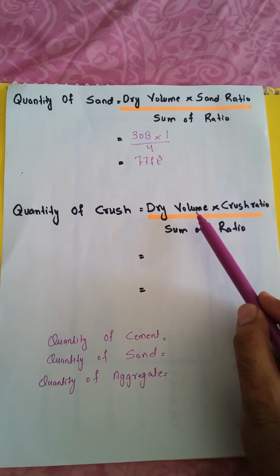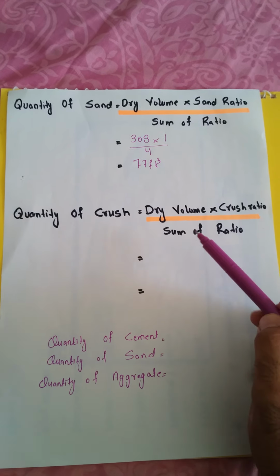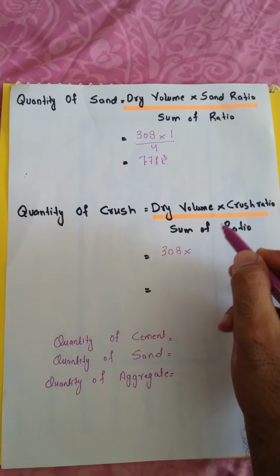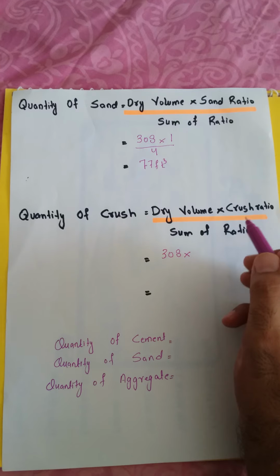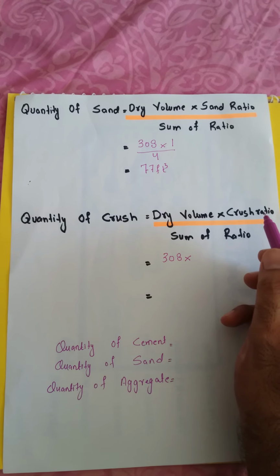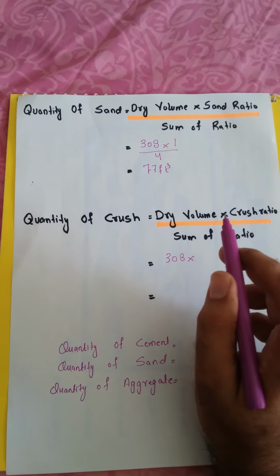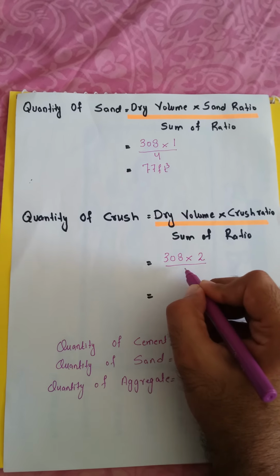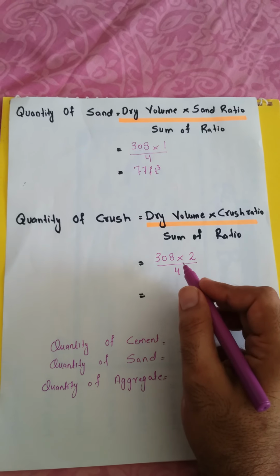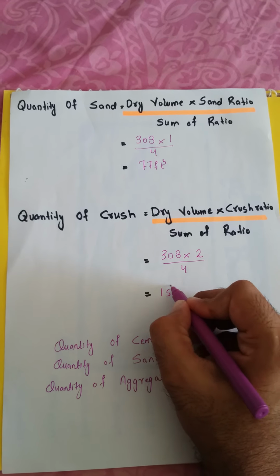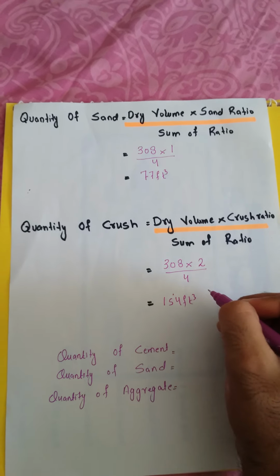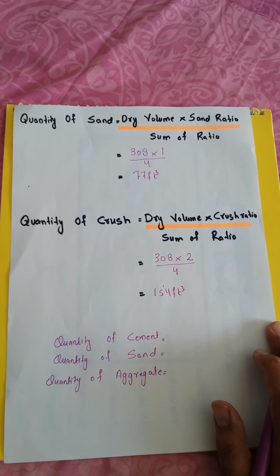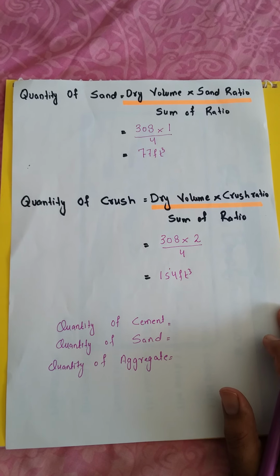Now come to the third quantity, which is the quantity of crush or aggregate, which is equal to dry volume multiplied by crush ratio divided by sum of ratio. We know the dry volume is 308. The crush ratio here is 2 because grade M25 means 1:1:2. The third is the crush ratio or aggregate ratio. Here the crush ratio is 2 divided by sum of ratio, which is equal to 4. After solving these values we get 154 cubic feet. So the quantity of crush required for the 20 feet by 20 feet slab is 154 cubic feet.